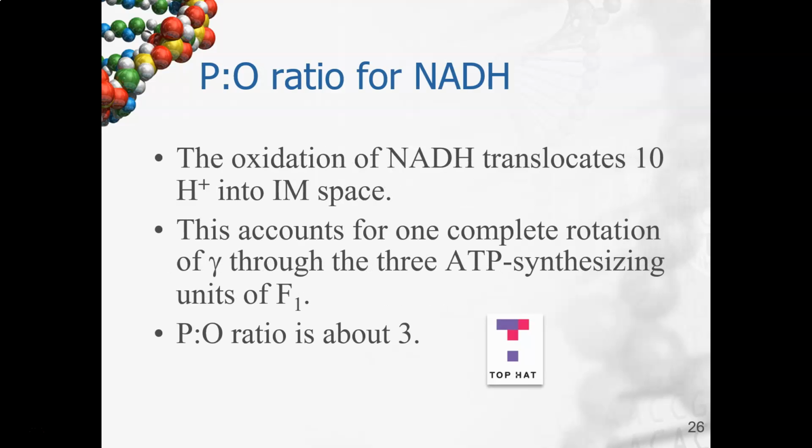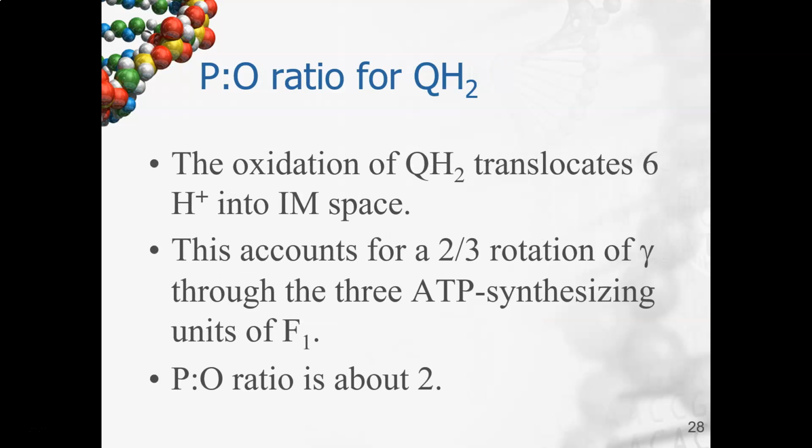So the way I've been presenting this so far is that if one NADH goes through electron transport, and you translocate 10 protons into the intermembrane space for all 3 of those complexes that are participating in the pumping, and if that gives you 1 complete rotation of gamma through the 3 ATP synthesizing units of F sub 1, that should give you a P-to-O ratio of about 3. So that means that 1 NADH would give you 3 ATPs.